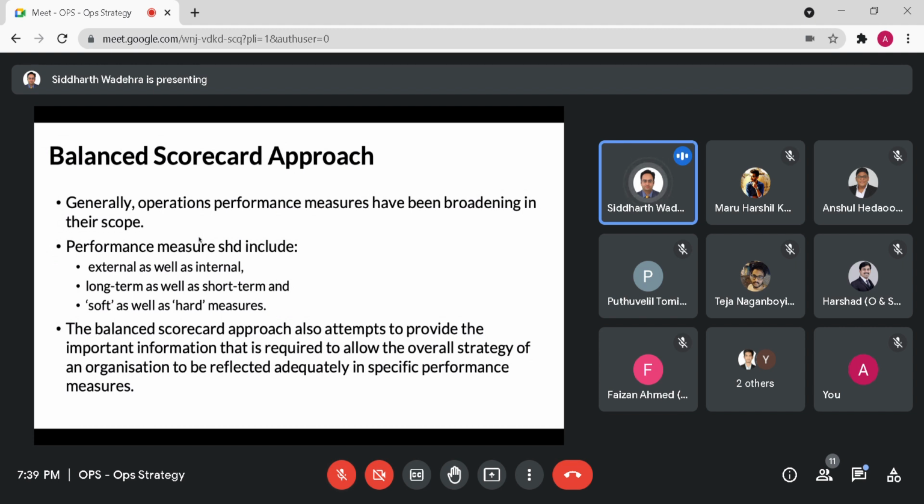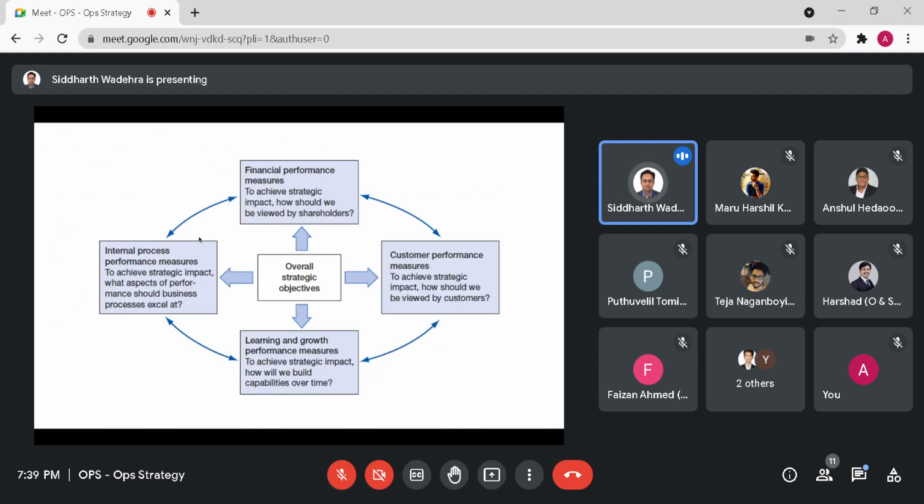It attempts to provide important information that allows the overall strategy of an organization to be reflected in specific performance measures. And when we look at the balanced scorecard, you typically have 4 key metrics. At the center of the entire approach, you have the overall strategic objectives which the organization wants to meet. How do you measure, monitor, and control the strategic objectives? You have 4 different aspects that you need to look at.